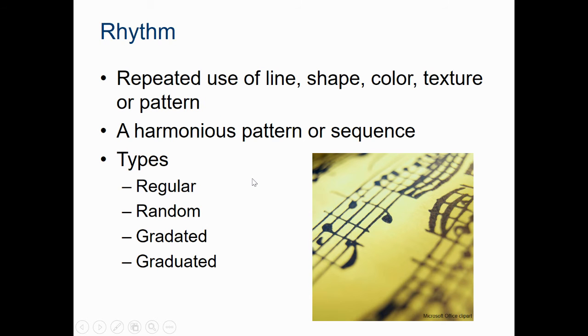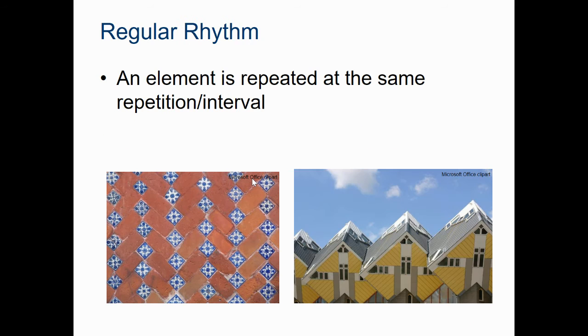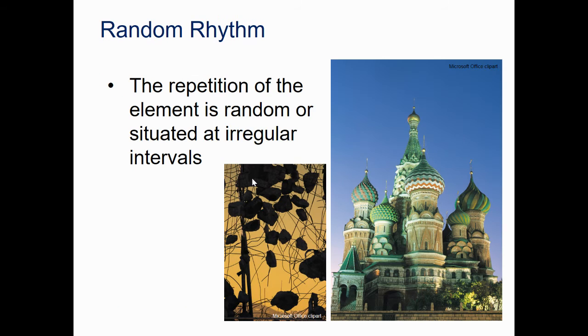Next up, we've got rhythm. There are 4 types of rhythm. Regular rhythm is going to be the one you're thinking of, where something just repeats over and over again, like so. Random rhythm is the repetition of an element in an irregular interval. Something to keep in mind with these is just because the design looks like it has random rhythm, typically that means that it's taken a lot of effort to make it look that way.